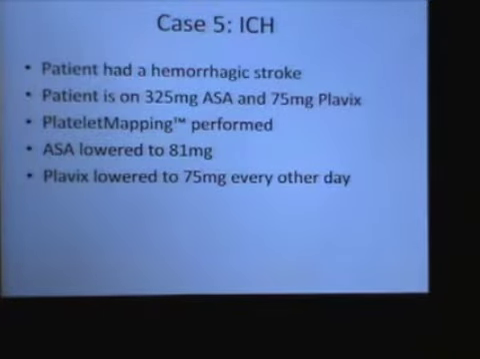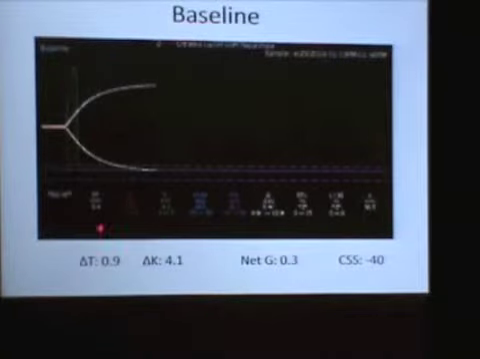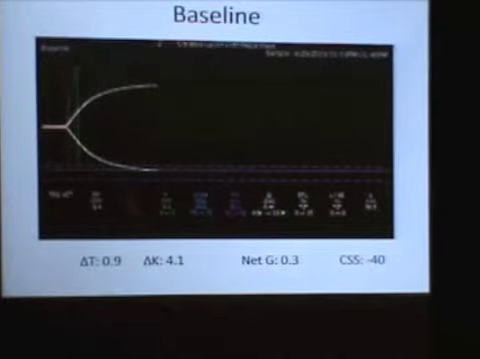Here's another one. ICH, the patient had a hemorrhagic stroke. Patient's on 325 of aspirin, 75 of Plavix, and platelet mapping is performed. Aspirin lowered to 81 milligrams, Plavix lowered to 75 every other day. Why? They're not really hyper to start with. They have normal thrombin production here, and their G value is 6.4, normal. They're not at risk, low risk.